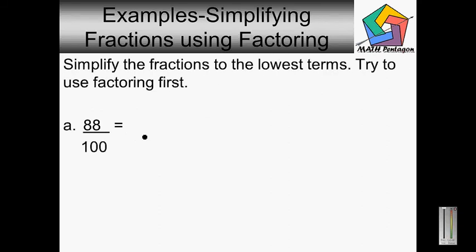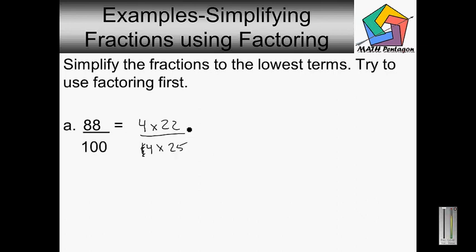Simplify the fractions to its lowest terms. Try to use factoring first. So we're going to try factoring first. For 88, let's say 4 times 22. And for 100, let's make it, no, let's make it 4 times 25.